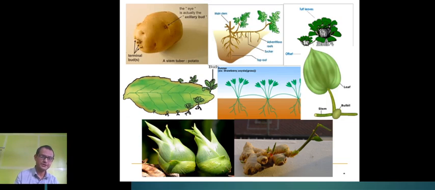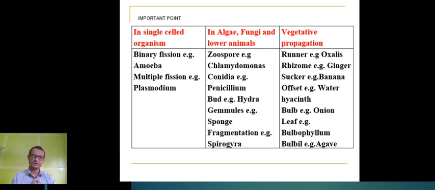Now, these are the examples where you can see the tuber, that means the potato. You can see in the potato there are some eyes, and these eyes are actually the axillary buds, because potato is a modification of stem. That means these eyes are the nodes, and from those nodal portions, new plants will appear. So, here is an example of Bryophyllum, where new plants can be produced from the leaf. Okay. So these are the examples of asexual reproduction in the higher organisms or higher plants.